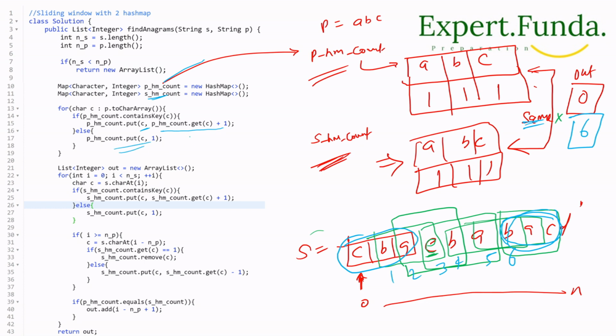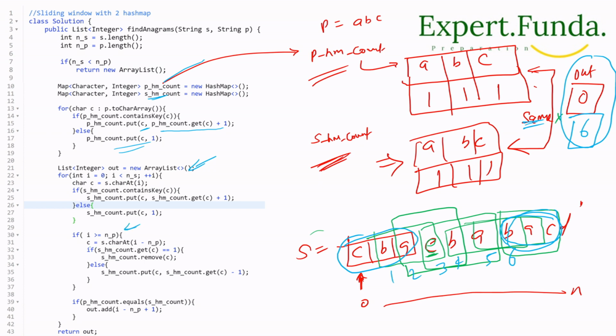We will put it when it is coming the first time, and we will see count is 1. If it comes next time, we will update count plus 1. That is understood, right? Similarly, each time we are updating our output, here the output is coming 0 and 6.